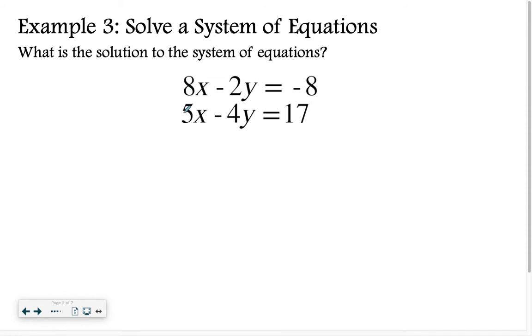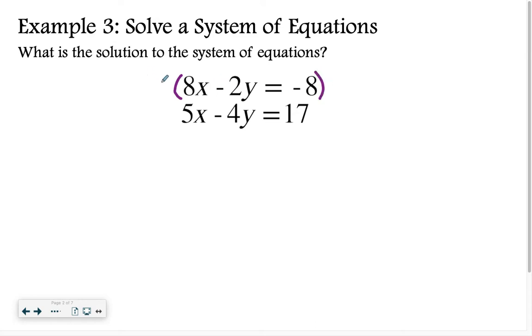I have 8 and 5. So I personally always look and say, okay, can one of these numbers go into the other? Can 8 go into 5 or 5 go into 8? And the answer is no, not nicely. Then if I look at my y's, I have a 2 and a 4. Well, 2 goes into 4. So what I want to do is change this 2 into a 4. And the way I do that is I multiply it by 2.